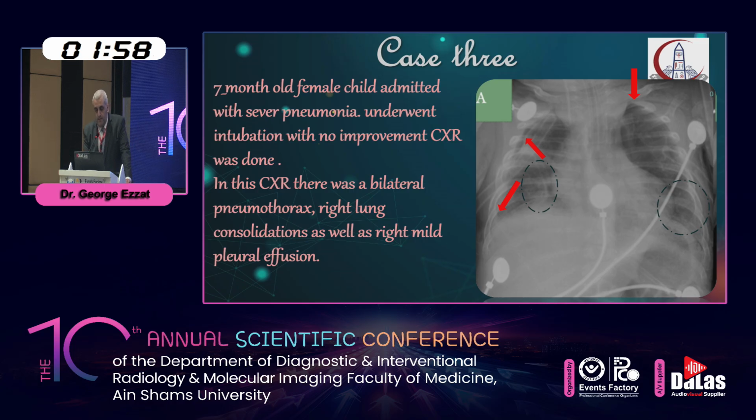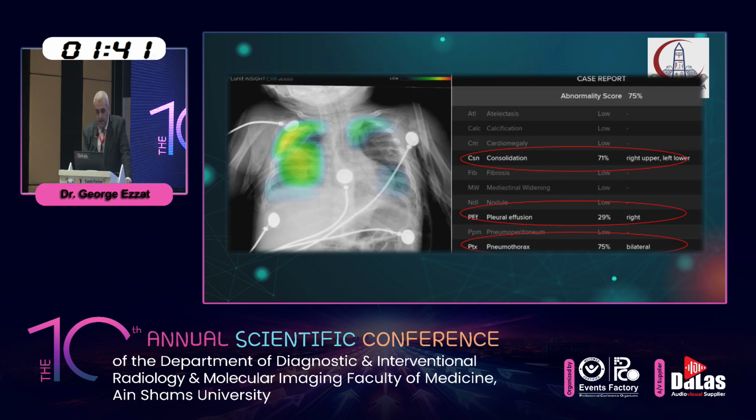In this case, a 7-month-old female admitted with severe pneumonia underwent intubation with no improvement. In the chest X-ray, there is bilateral pneumothorax and right faint consolidation, as well as right mild pleural effusion. We can see that the AI did very well in the pneumothorax with certainty of 75%, picked up the bilateral pneumothorax, and picked up also the right-sided consolidation. It had poor sensitivity in pleural effusion, especially mild pleural effusion.